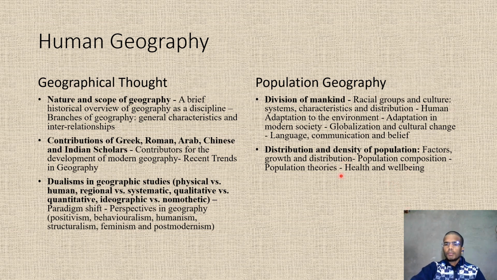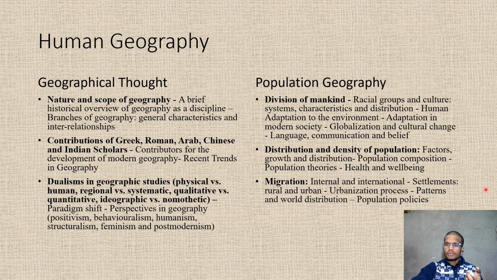And population theories, the different theories of population which have been propounded. Demographic transition theory is an important part of population theory. You need to know what factors affect population in the demographic transition theory and who propounded it. These things you need to know.